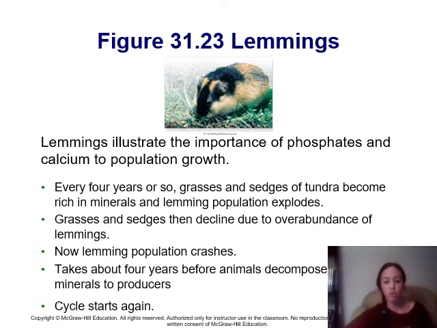But after doing some observation and research, they discovered it's because they were looking for phosphates. Every 4 years or so, grasses and sedges of the tundra become rich in minerals, and the lemming population flourishes. Grasses and sedges then decline due to the overabundance of lemmings eating them so much. Since there is a limited amount of food, the lemmings go diving off the cliff looking for phosphates. All of this dramatically reduces the lemming population, which then gives a break to the grasses and sedges, allowing those plants to greatly increase in population again.